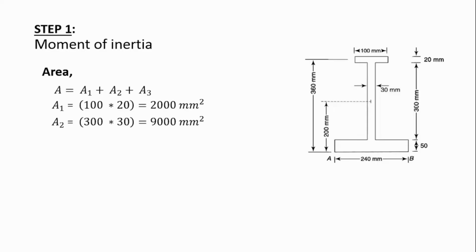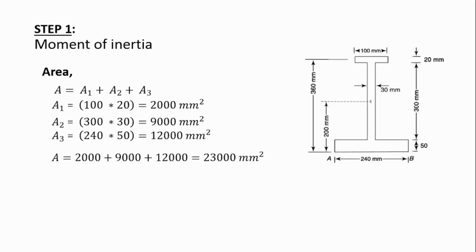A2 is the area of the web, which is 300 times 30, which is 9000 millimeters squared. And A3 is the area of the tension flange, which is 240 times 50, which gives us 12,000 millimeters squared. So total area will be 2000 plus 9000 plus 12,000, which gives us 23,000 millimeters squared.